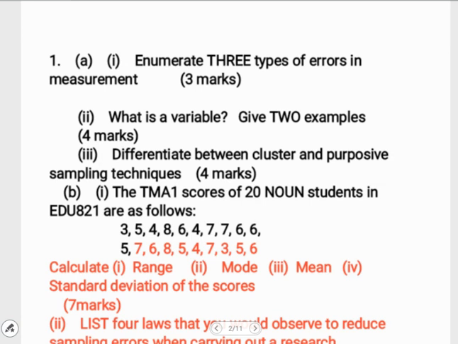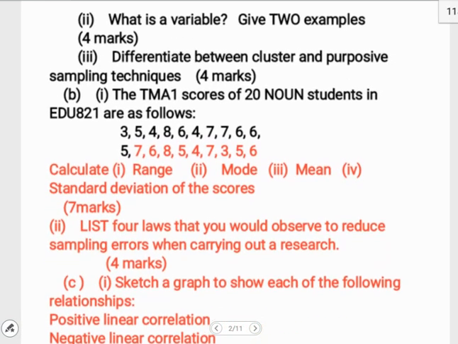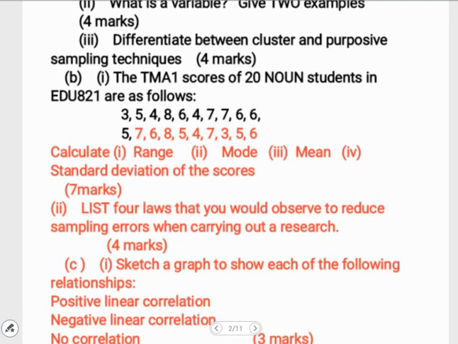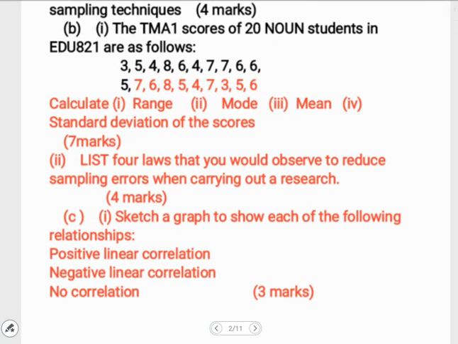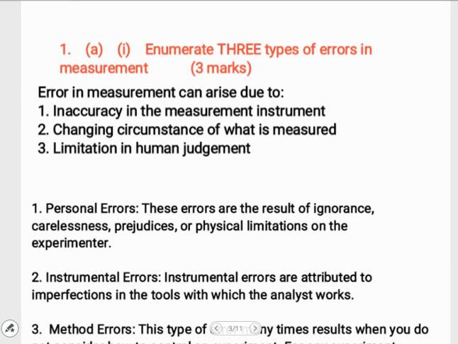Given this course, we are required to calculate the range, the mode, the mean, the standard deviation of the scores. Then we have to list 4 laws that you would observe to reduce sampling errors when carrying out a research. Then sketch a graph to show each of the following relationships: positive linear correlation, negative linear correlation, no correlation. Very simple. Let's quickly move on to the questions.